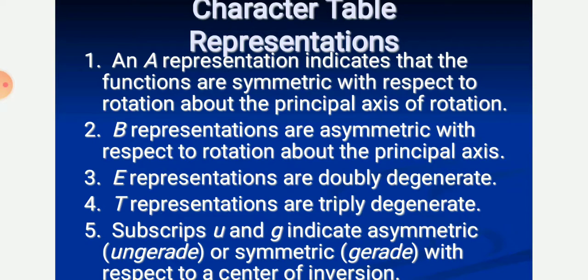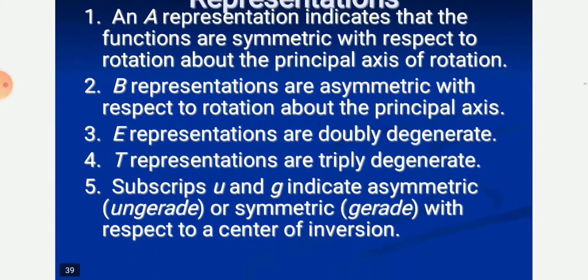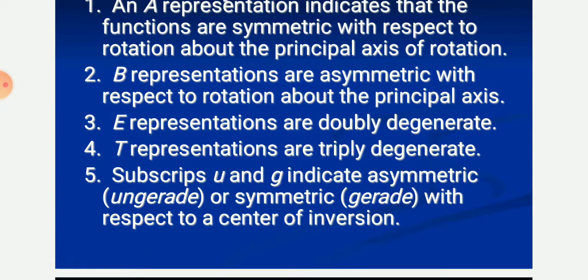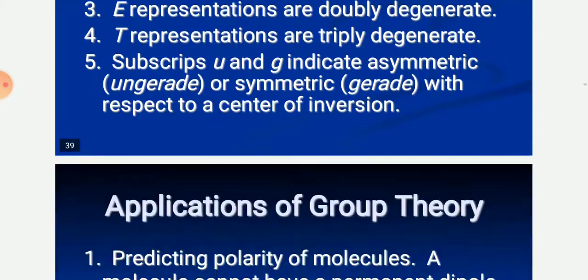Okay, then the character table representation: the A representation indicates that the function is symmetric with respect to rotation about the principal axis, and B represents anti-symmetric with respect to rotation about the principal axis, whereas E represents double degeneracy, and T represents triple degeneracy. And the subscripts u and g indicate symmetric ungerade and symmetric gerade with respect to the center of inversion.